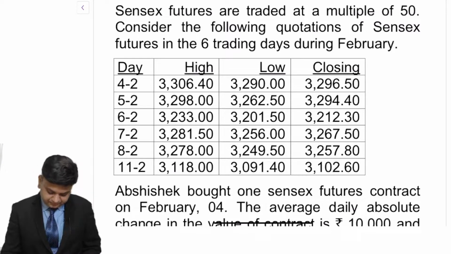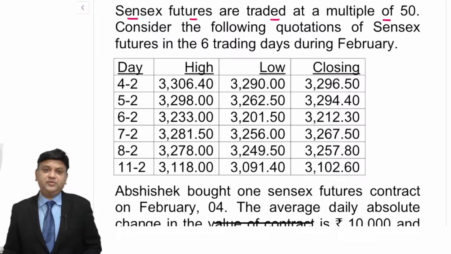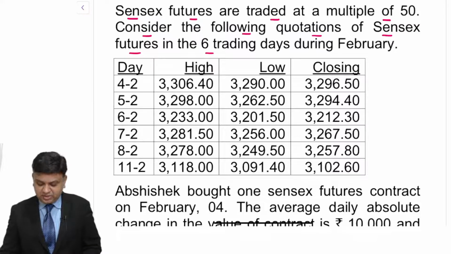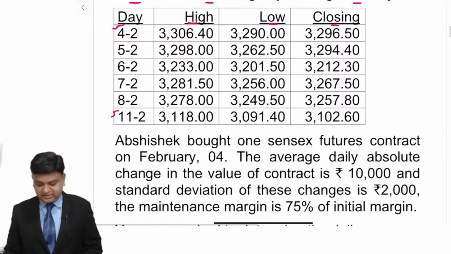Next question. Sensex futures are traded at multiples of 50, that is, lot size is 50. Consider the following quotations of Sensex futures in 6 trading days during February. Starting from 4th of February to 11th of February, high price is given, low price is given, and the closing price is given.